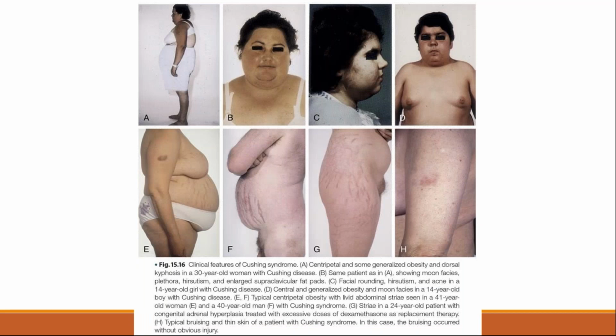These are the images showing you the clinical features of Cushing syndrome. Centripetal obesity, purple stripe marks, easy bruising. This is the typical bruising you can see. These are the purple stretch marks, stripes. This is a typical moon face with plethora.